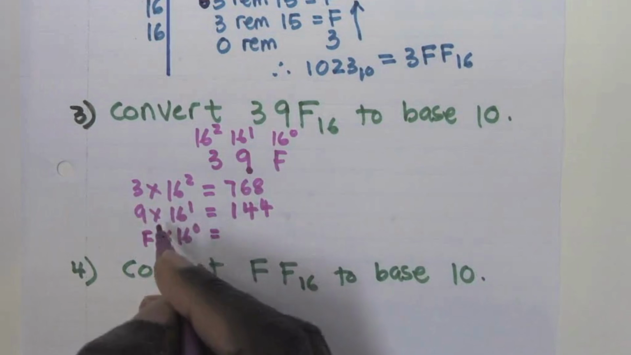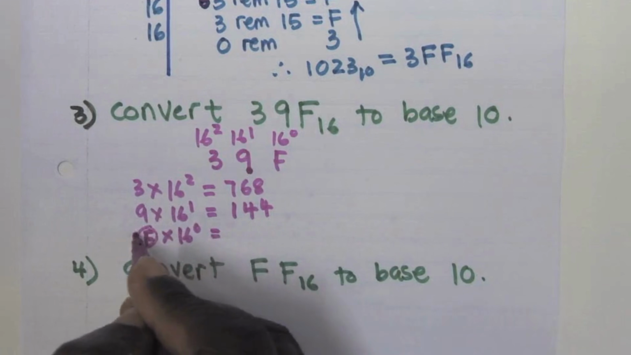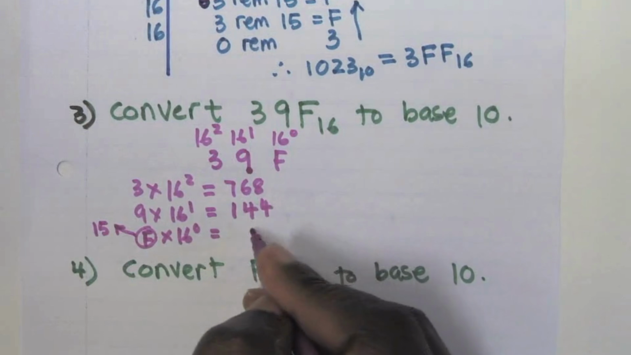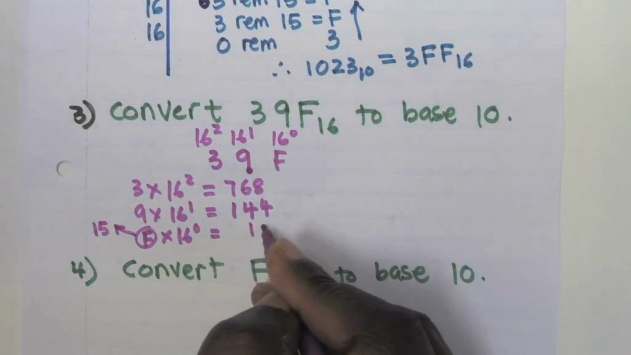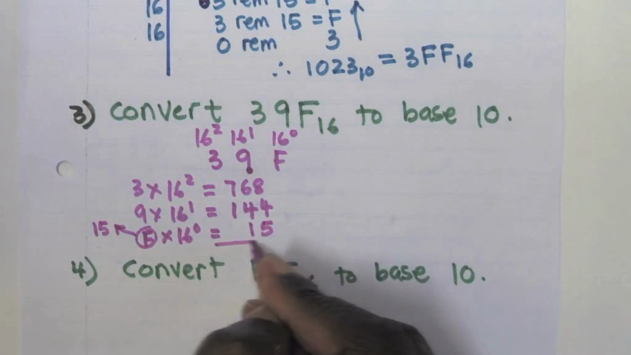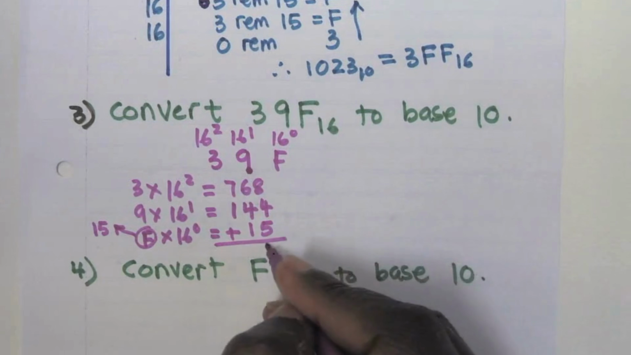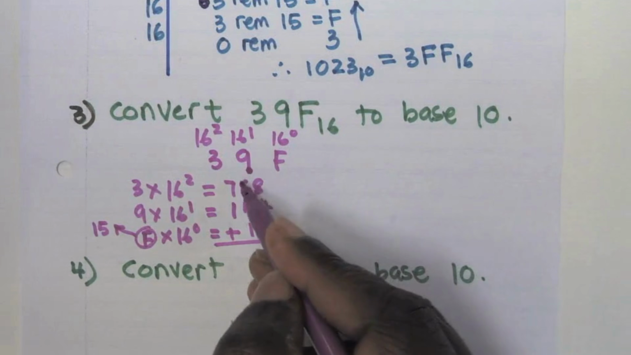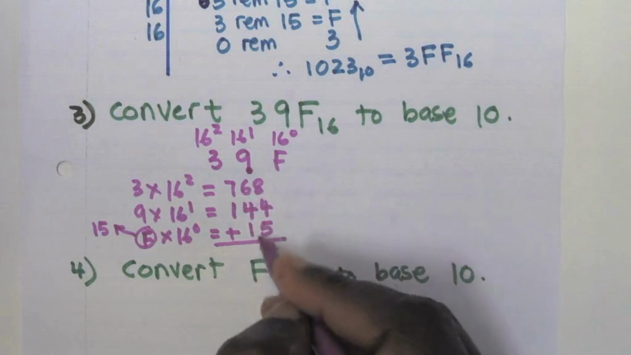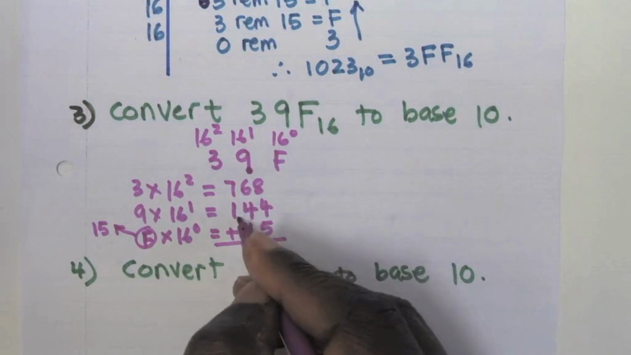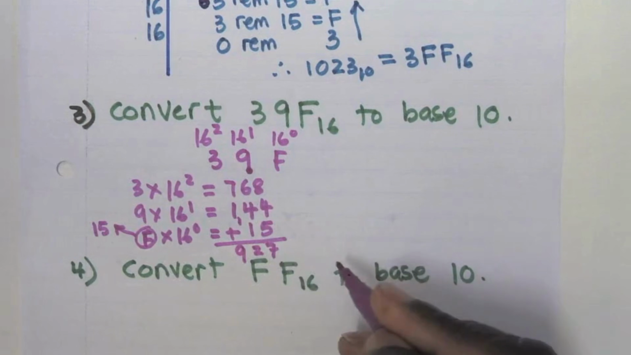And the last part here, it says F times 16 to the power of 0. Remember what F is standing for. F is standing for 15. So this is going to be 15 times 1. And this is going to give me 15. Then I add these numbers. And when I add these numbers, what am I going to get here? I'm going to get 7, carry 1 here, and I'm going to get 2, carry 1, and if I add here, I'm going to get 9.